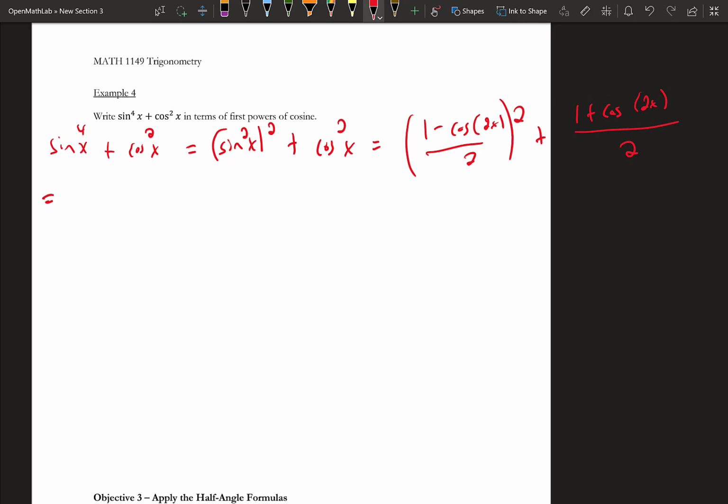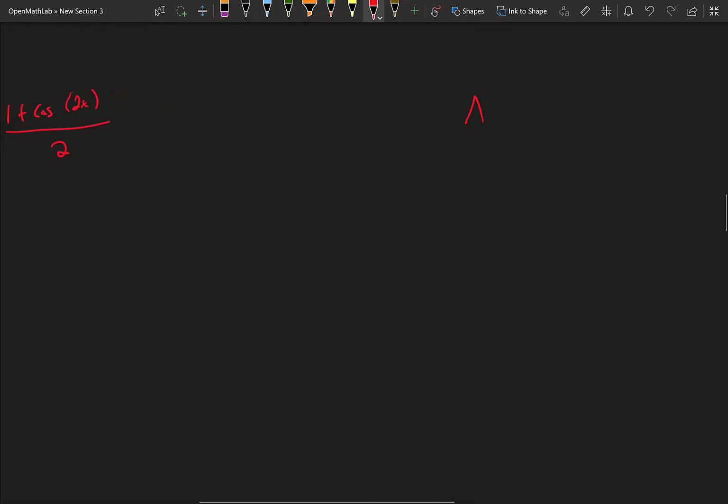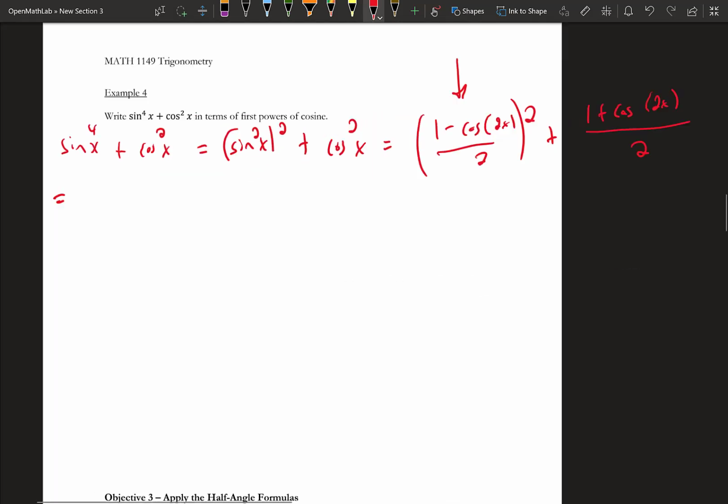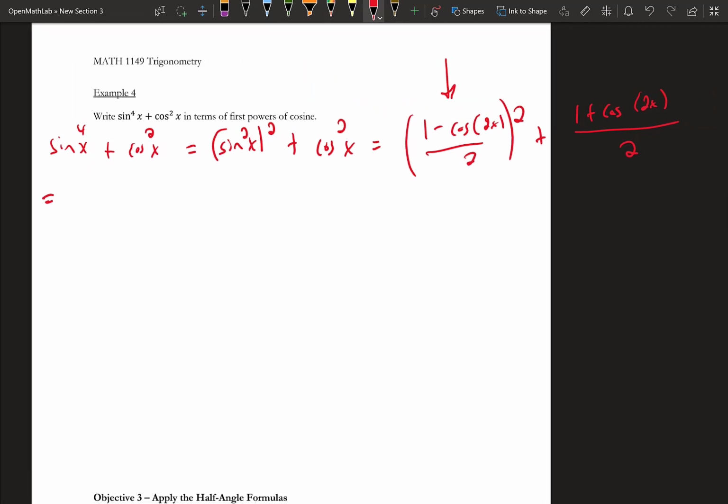Right, so then we're going to have to square this fraction. Remember, when you square a fraction, if I have a over b quantity squared, this is equal to a squared over b squared. I have to square the top and the bottom. So this would be 1 minus cosine of 2x quantity squared over 2 squared, plus 1 plus cosine of 2x all over 2.